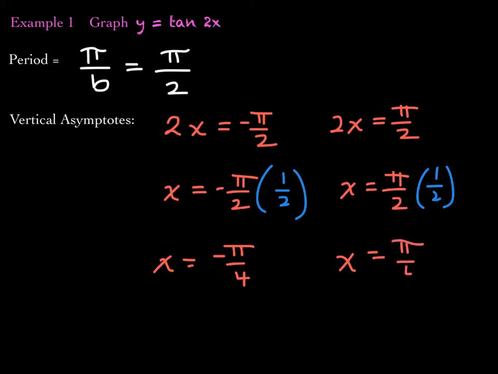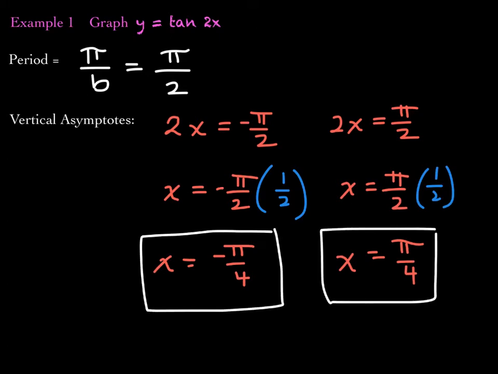Now, pay close attention here. These are your two vertical asymptotes. The function is undefined at both pi over 4 and negative pi over 4. Now, what this does for us, in addition to us finding our vertical asymptotes, is this gives us the interval over which the function will complete one period. So the interval is from negative pi over 4 to positive pi over 4. That's the interval that we're going to show where this function completes one period.